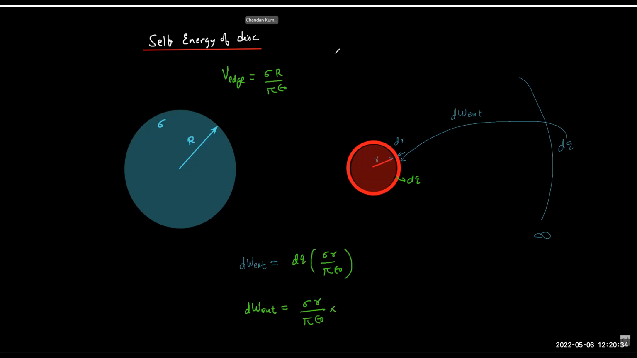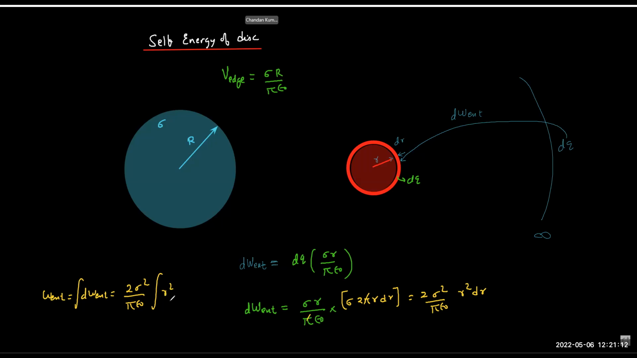and the value of dq we can write as sigma into 2 pi r dr, right? Yes, sir. So pi will cancel out. So we are left with 2 sigmas. So to find the total work done, we need to integrate this, and this will give us 2 sigma square by epsilon naught only, right?